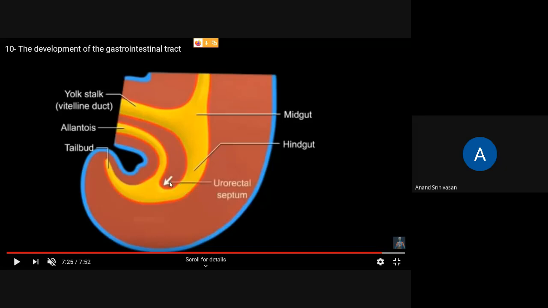This is called the urorectal septum, because the anterior part is the one which develops into the urinary tract, and the posterior part is the one which develops into the rectum and the anal canal, the hindgut structures.